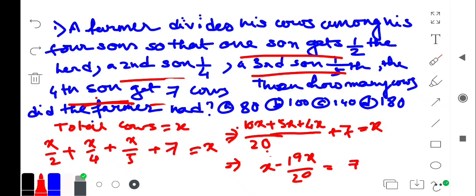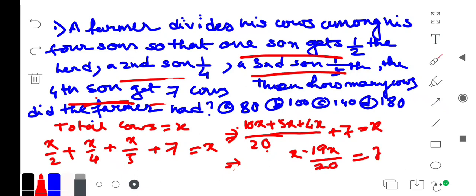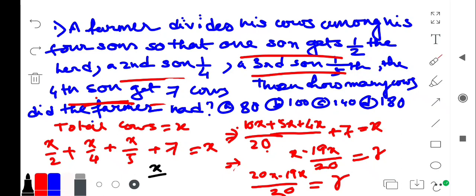Okay, right? Now x by 20 equal to 7. When we calculate this, there should be 20x minus 19x by 20 equal to 7, right? So what should we get? We get x by 20 equal to 7. So x equal to 140. The option is C.